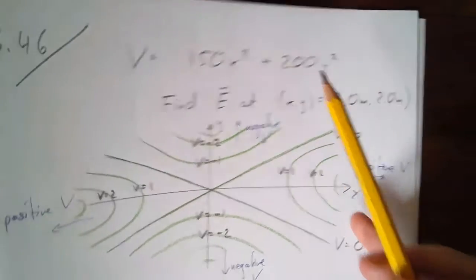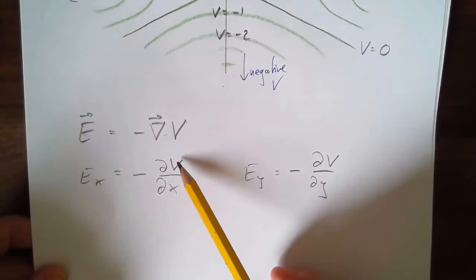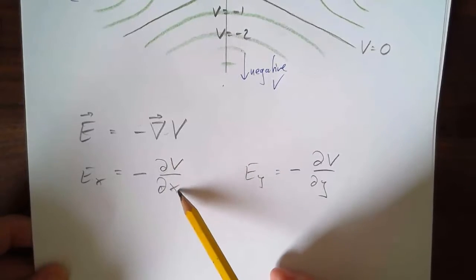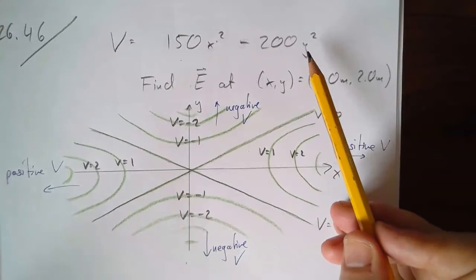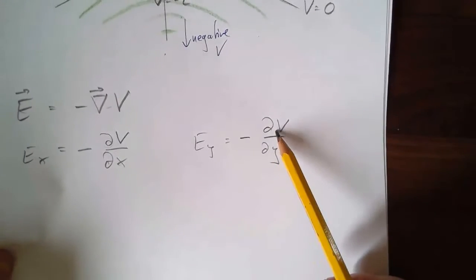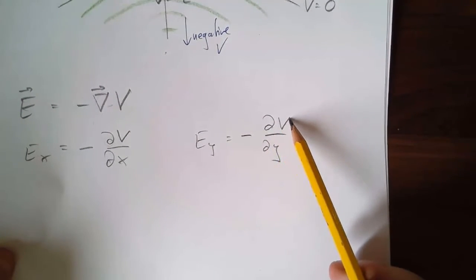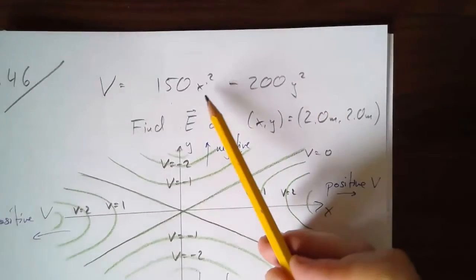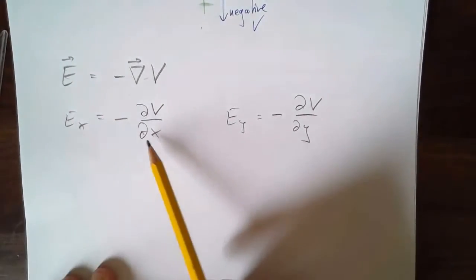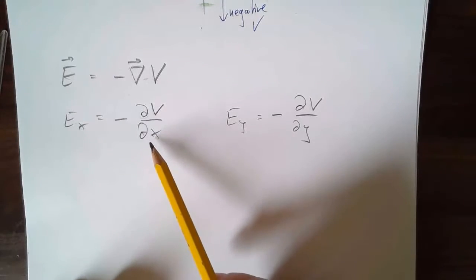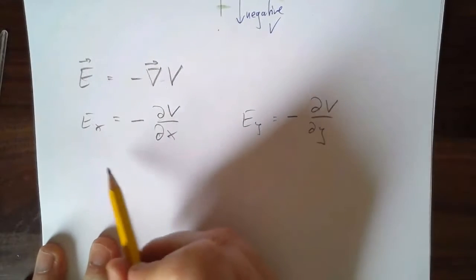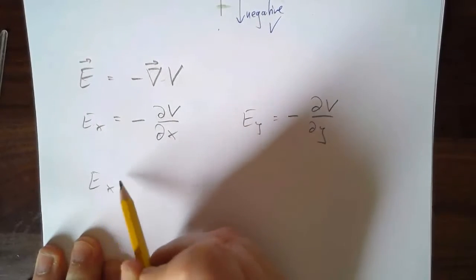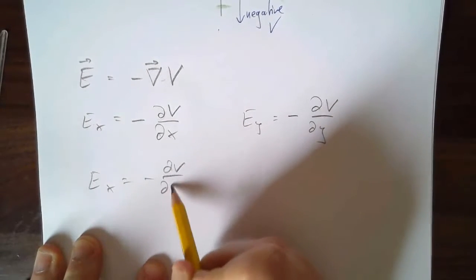Right? Technically speaking, what this means is take the derivative of V with respect to x, keeping y constant. Like, treat y as if it's a constant. And this one, take the derivative of V with respect to y, pretending x is a constant. But chances are, if I gave you this and said, solve it, and you've never seen it, you'd probably do the right thing. Right? Okay, let's do this. So Ex is minus dV/dx.